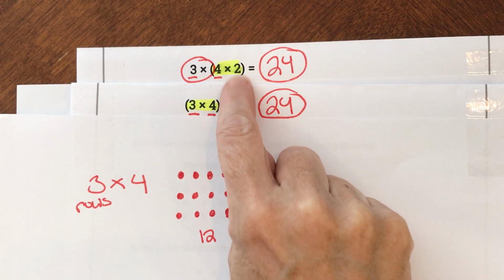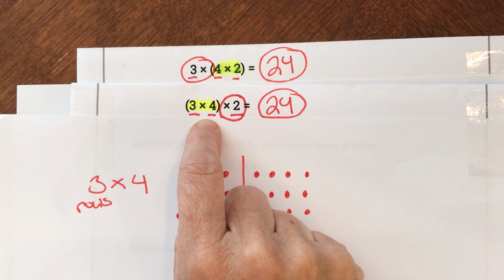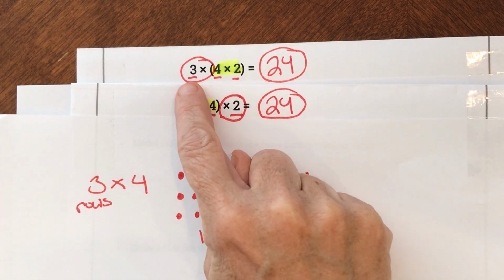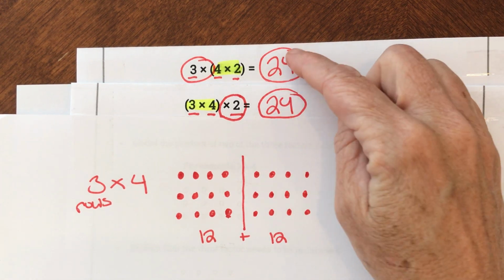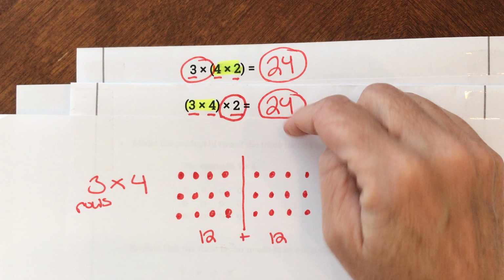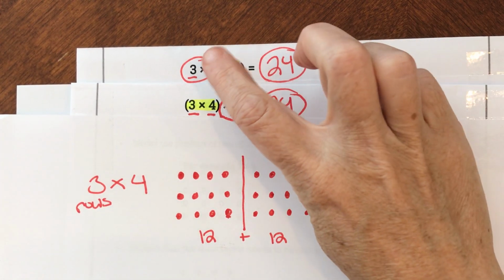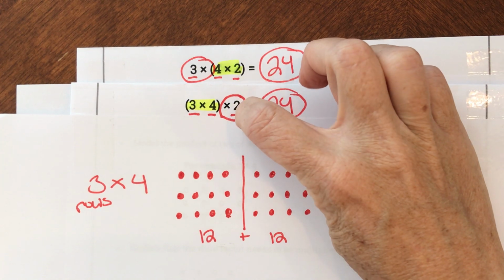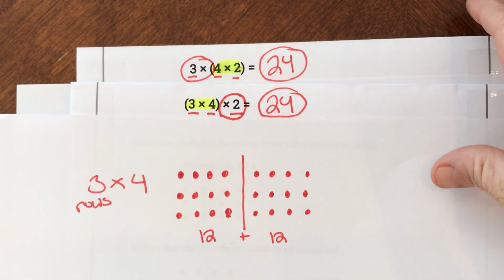Here they grouped the 4 and the 2 together, and here they grouped the 3 and the 4 together. But it doesn't matter, as long as I had the same factors in the same spot, I had the same product. That's what that's telling us. The associative property tells us the same factors in the same spot can be grouped differently and you still get the same answer.